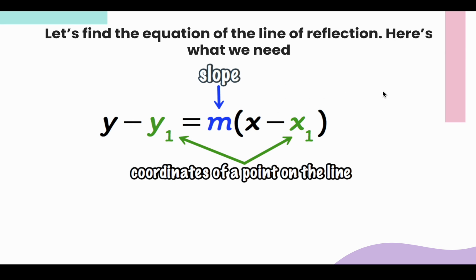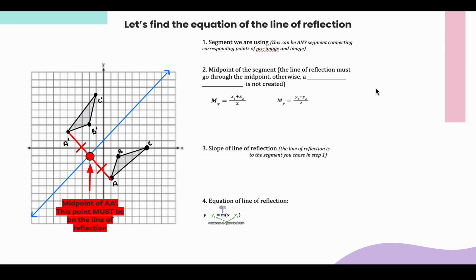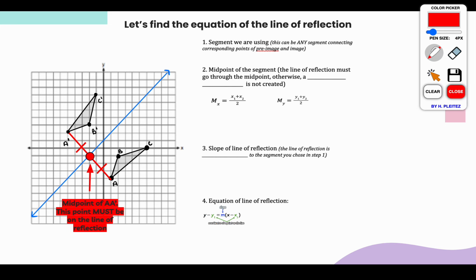Now, we're going to be working with creating these equations of lines, or equations of these lines of reflection. So we need a couple of things. We need two things to create our equation of a line: the slope and a point on that line. So for this, you've got to figure out the segment that you're going to be using. You can connect any point on your pre-image and image. So in this case, we're going to be using A and A prime.